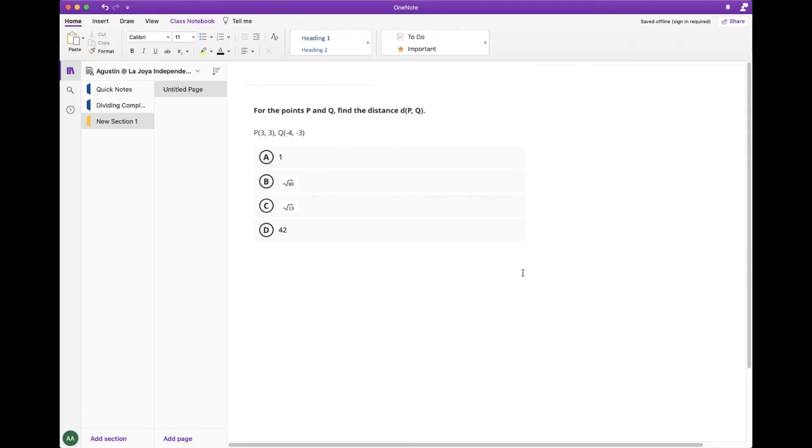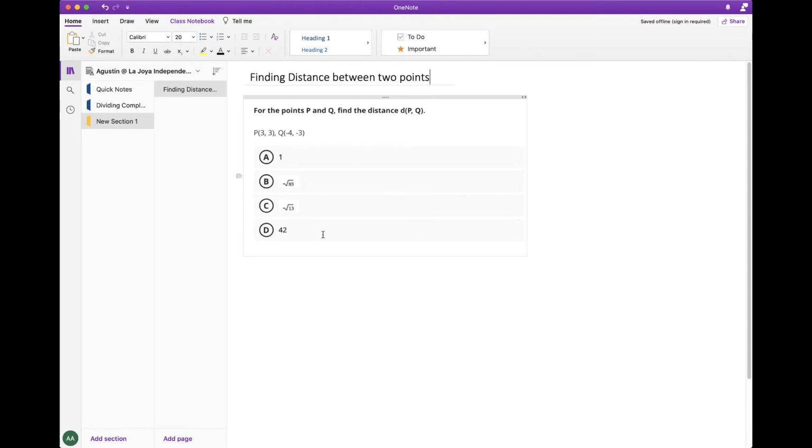All right, so I'm going to go over some of the homework questions. This one is finding distance between 2 points. Okay. So given the point 3, 3 and negative 4, negative 3, I'm going to use the distance formula.